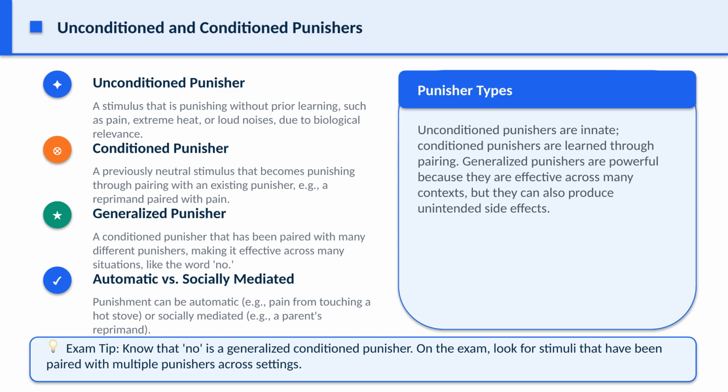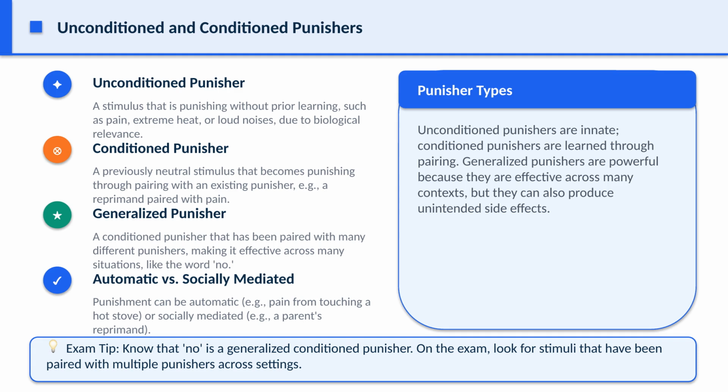For the exam, remember that punisher effectiveness hinges on immediacy, consistency, intensity, and the individual's history. Always individualize. Critically, a punisher is defined by its effect. It decreases behavior, while a reinforcer increases it. The same stimulus can function as either depending on context, so you must analyze function, not form. Expect scenario-based questions asking you to identify whether a stimulus is unconditioned or conditioned, or to predict its effect based on the individual's history.